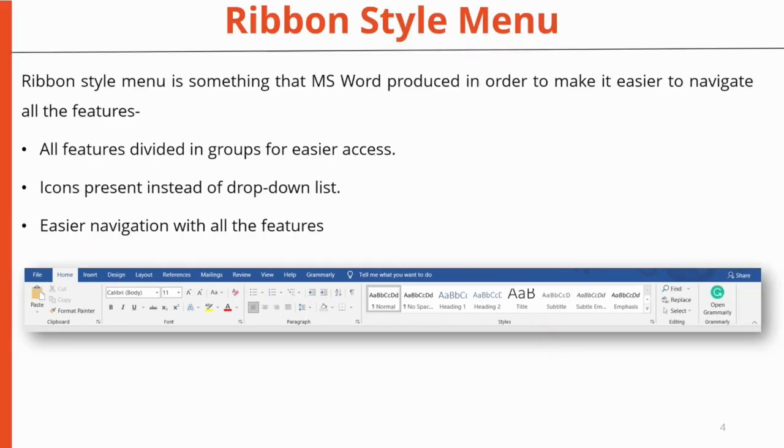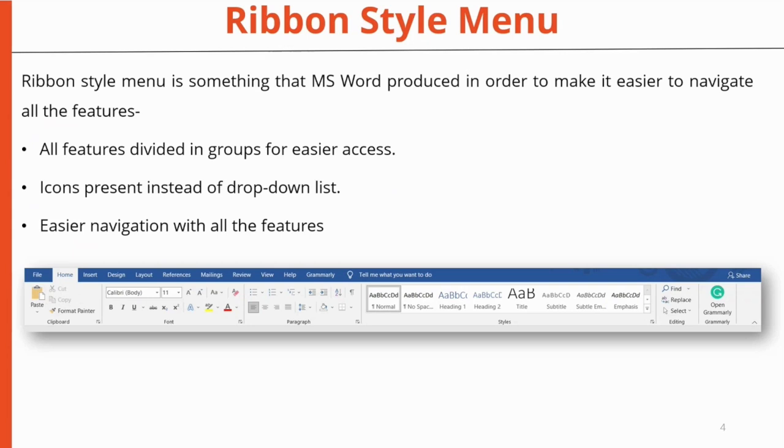So what is a ribbon style menu? The ribbon style menu is something that MS Word has produced in order to make it easier to navigate all the features, right? When you are using Microsoft Word, there are a number of features and functions available to make your work easy so that you can complete your task in time. Now, most of these features, sometimes you have to look for them because there are so many features that have been integrated. But Microsoft Word has actually made your life simpler in that way. All the features are divided in groups for easier access.